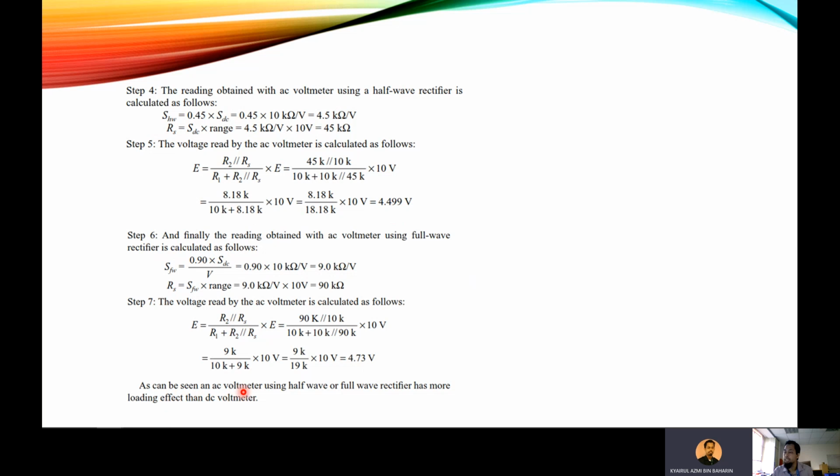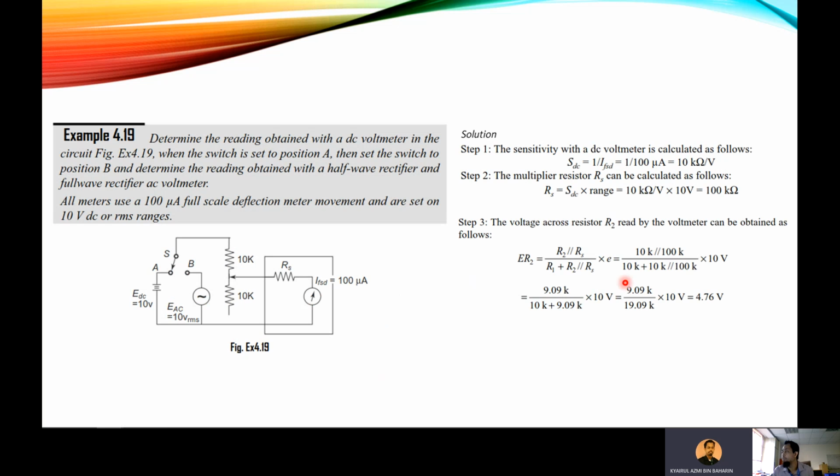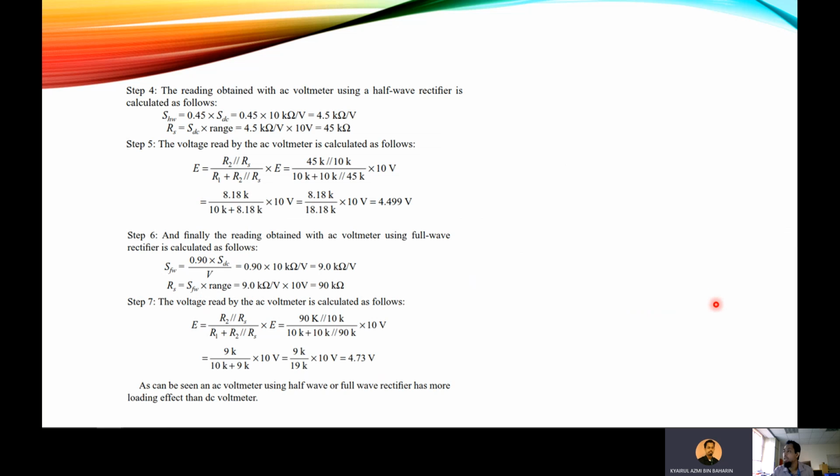As can be seen, an AC voltmeter using a half wave or full wave rectifier has more loading effect than a DC voltmeter. That's why the reading is much lower than the expected value. If you go back, if you use the DC voltmeter, it's going to be 4.76. You use half wave, it's going to be 4.499. If you use full wave, it's going to be 4.73. Quite accurate, but slightly off from the actual value that you're going to get using DC. So this is an example when you have both DC and AC.